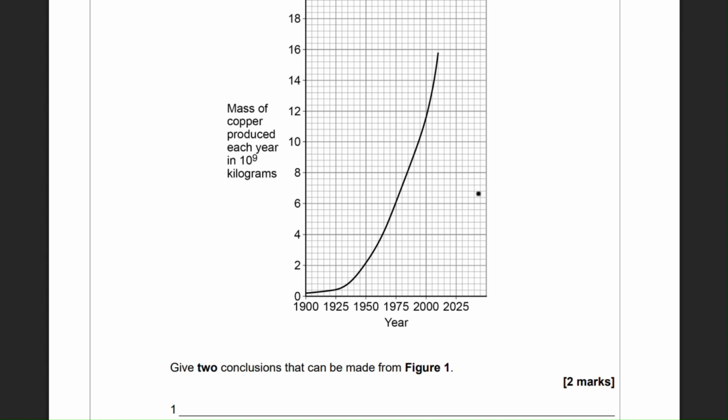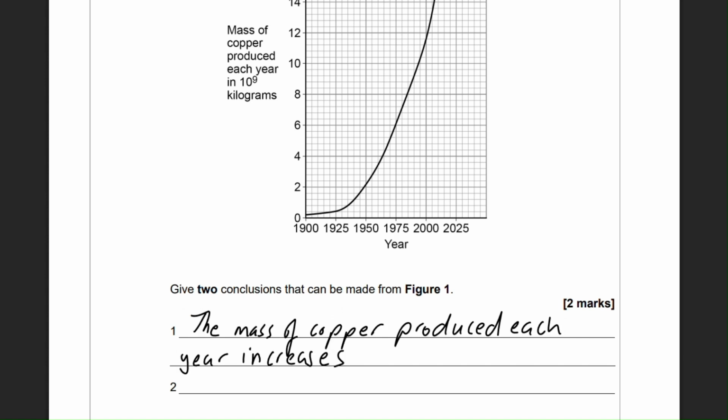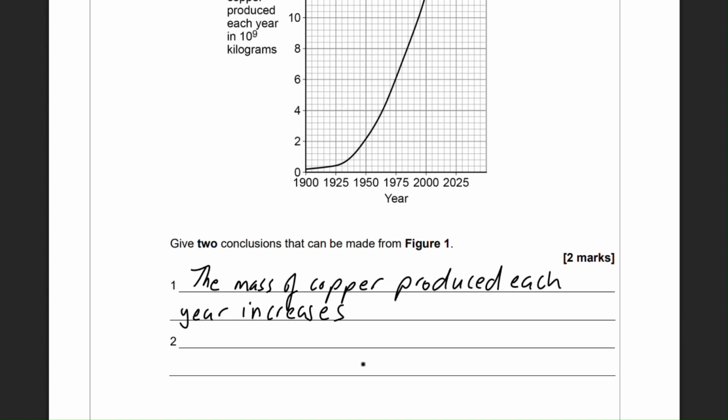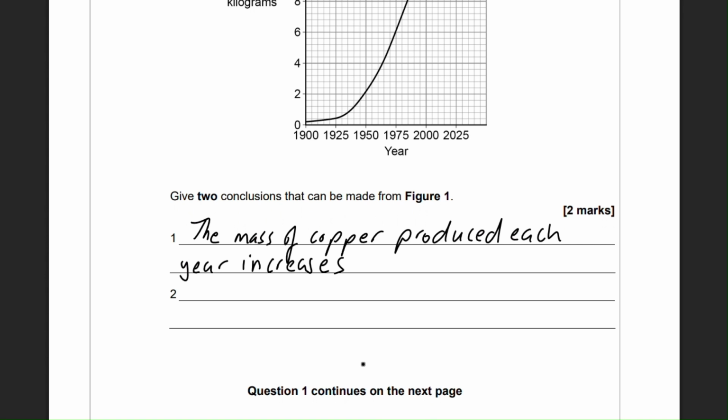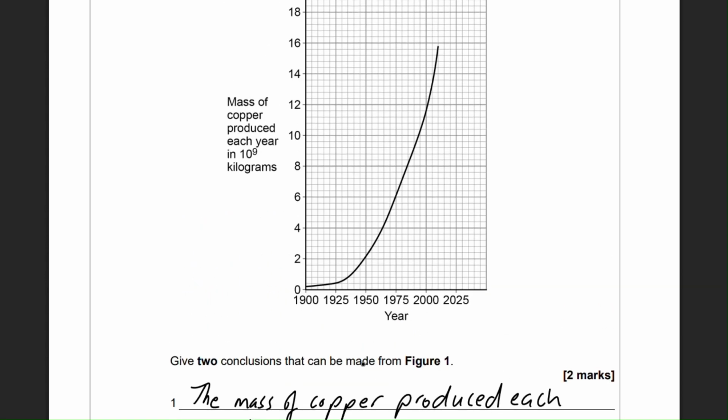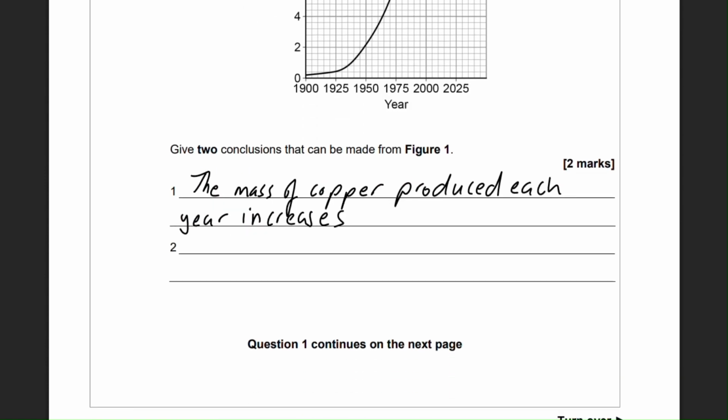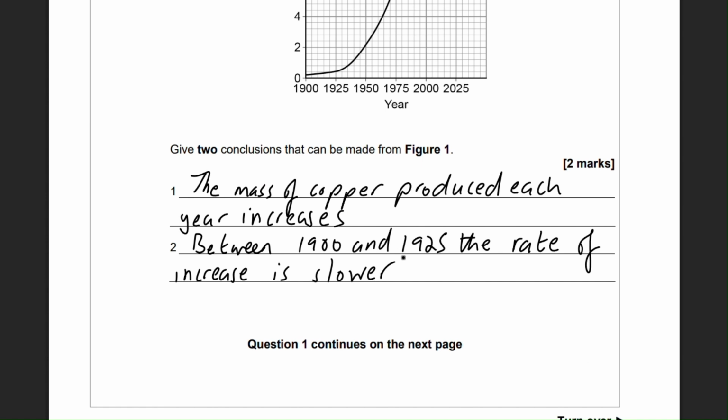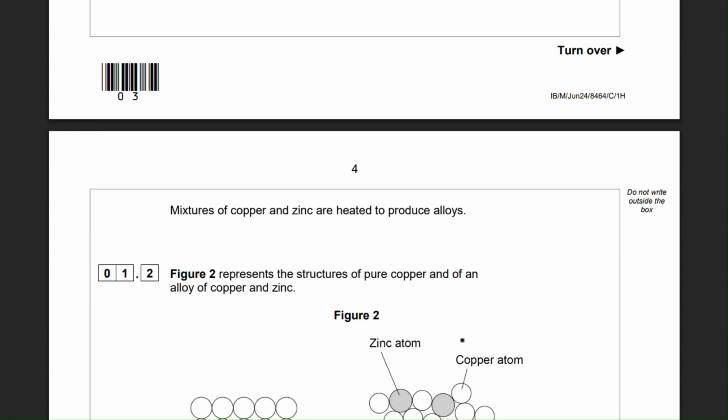So that is going to be our first answer. I've just written there the mass of copper produced each year increases. And then the other thing for the second mark is that you should notice that it's not a completely straight line. So the increase isn't constant. Towards the beginning, between 1900 and about 1925, the increase is there, but it's much slower. So that will be your second mark. So there you go, between 1900 and 1925, the rate of increase is slower. Now let's move on to the next question.